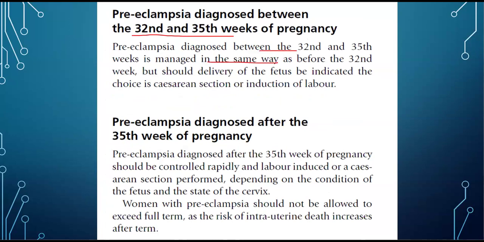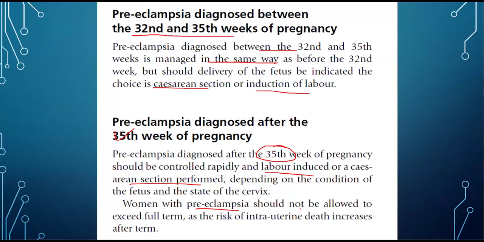So if you can, you will prolong the pregnancy up to term, up to 37. But if you can't, if it becomes severe preeclampsia, after 35 weeks, you can consider going for termination, either by C-section or induction. Okay. What about after the 35th week of pregnancy, when the patient has got preeclampsia? If preeclampsia is diagnosed after 35 weeks, especially severe preeclampsia, then you can go for induction of labor or C-section.